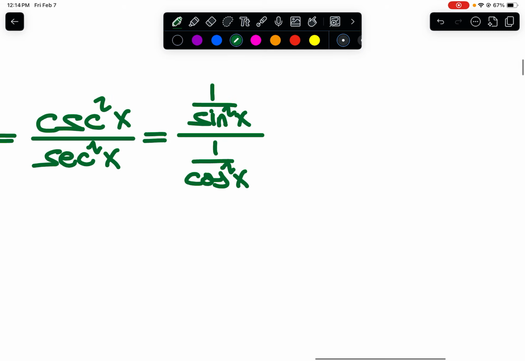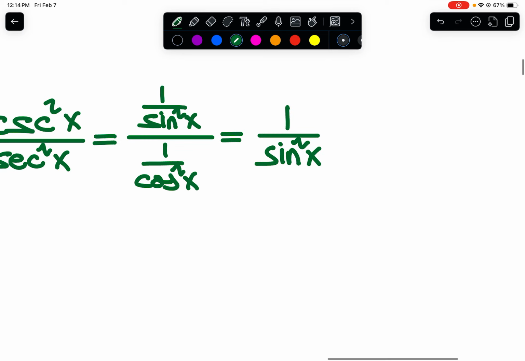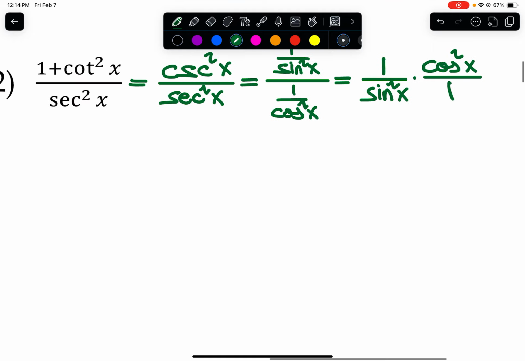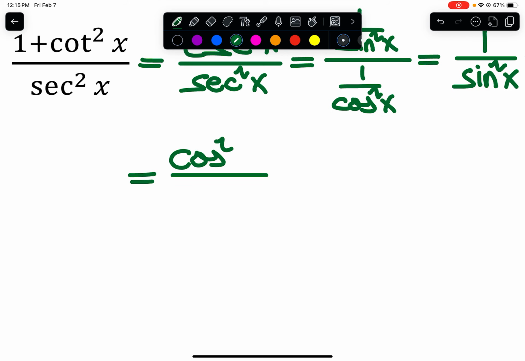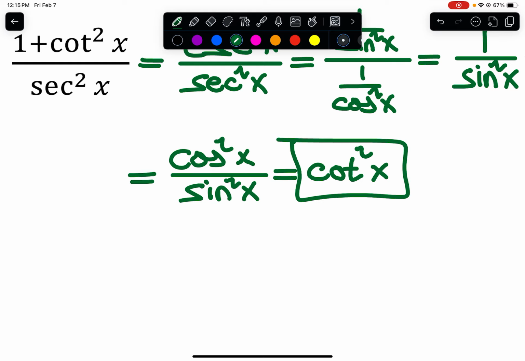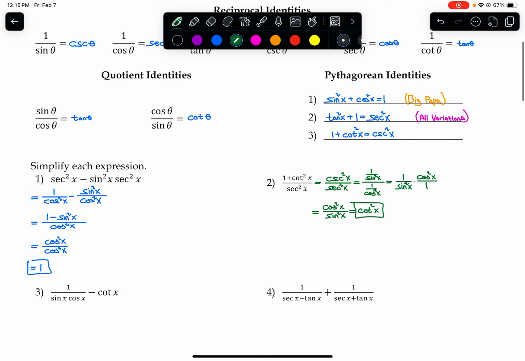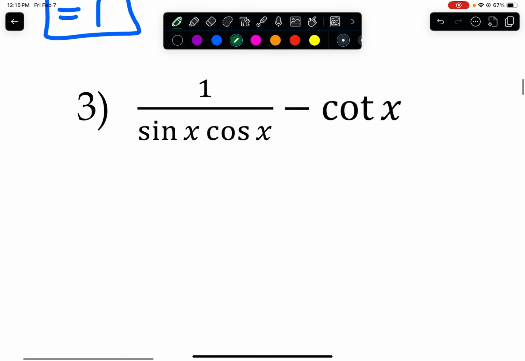So we have this beautiful looking fraction over here. As you hopefully remember, when you divide by a fraction, you multiply by its reciprocal. So we're going to have 1 over sine squared x, and then we're going to multiply times cosine squared x over 1. What this leaves us with, when you multiply across in these fractions, is cosine squared x over sine squared x, and that's going to give you cotangent squared x. Ta-da! Hopefully you're not crying already. I am.